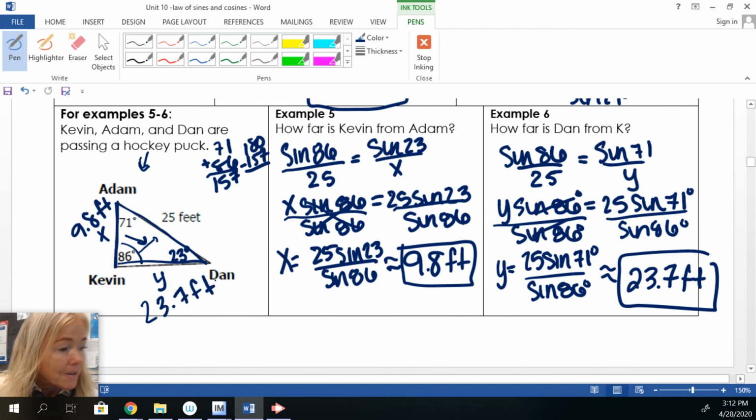All right, so they're pretty far away, 23.7 feet. Adam and Kevin are the closest. Hopefully they'll be the most successful with their passing of the hockey puck.